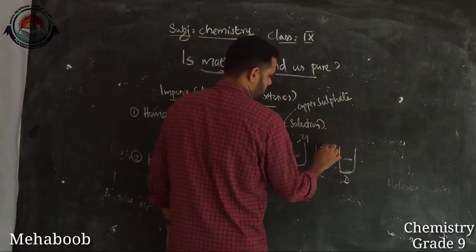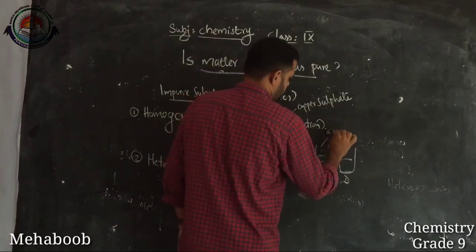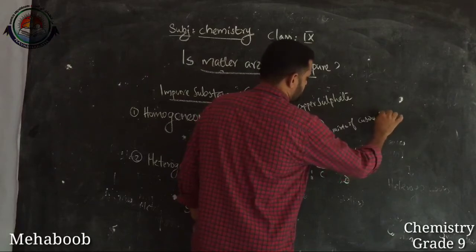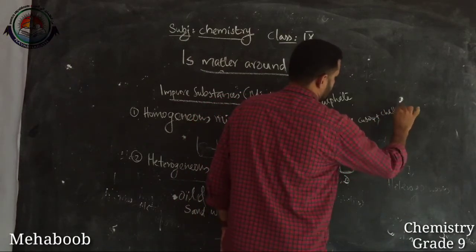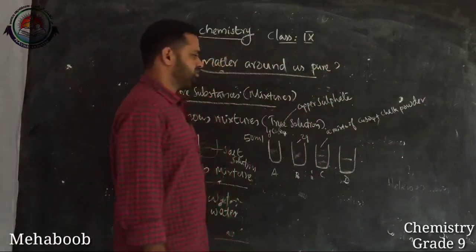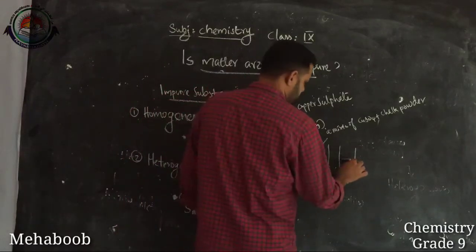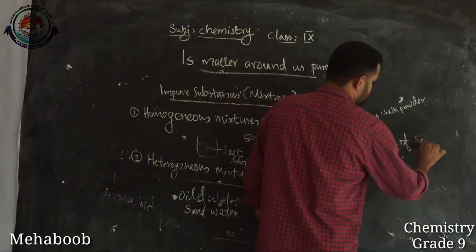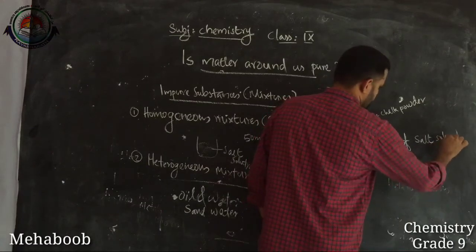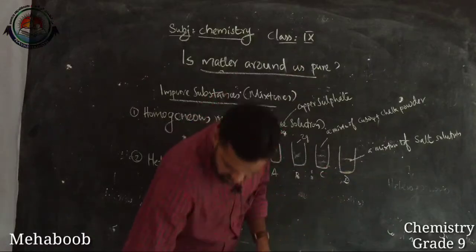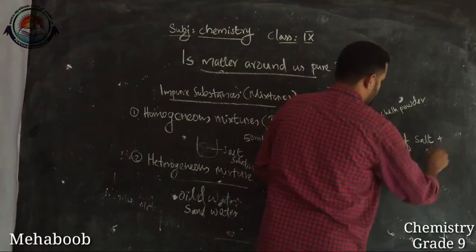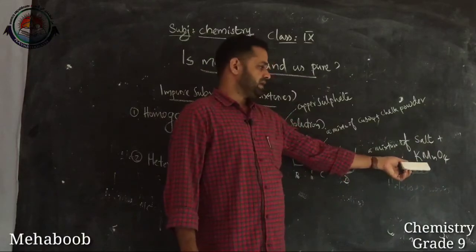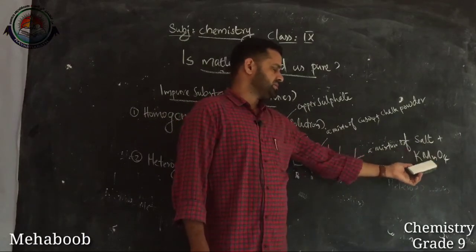you are adding a mixture of copper sulfate plus chalk powder. A mixture of copper sulfate and chalk powder, and in test tube D you add a mixture of salt, not salt solution, you are adding salt plus potassium permanganate, that is KMnO4. You might have heard about this. You might have seen KMnO4 in the lab. KMnO4, and then a mixture of salt plus KMnO4.